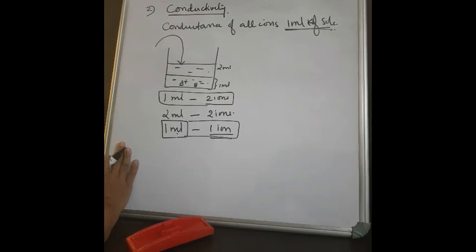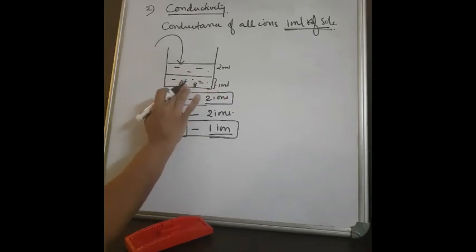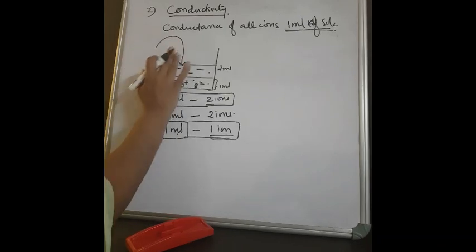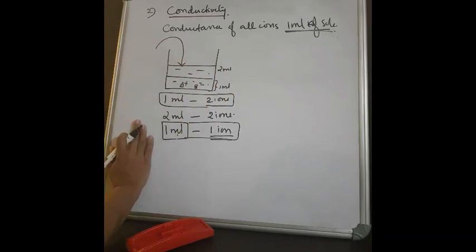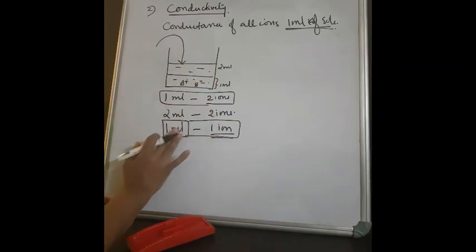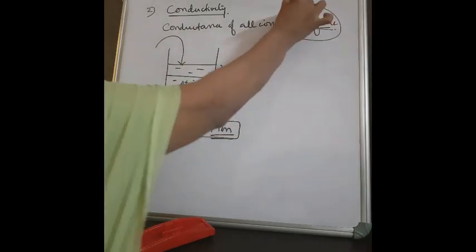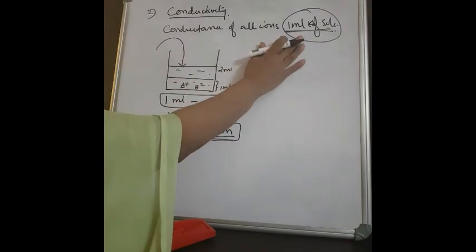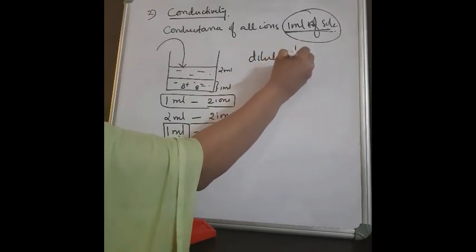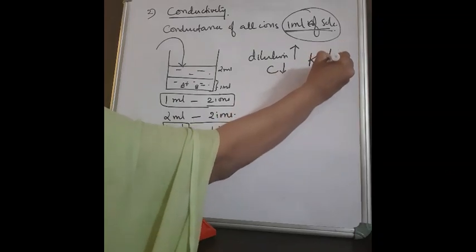Clear? Once again I will tell you. Suppose you take 1 ml, it contains 2 ions, A plus and B minus, say. Then if you dilute it by adding water or any solvent and make it to 2 ml, how many ions are present in this 2 ml? In 2 ml there are 2 ions, but in 1 ml, 1 ion. So conductivity is the conductance of all the ions present in 1 ml of a solution. So what is the result? End result is, on dilution, that is, dilution increases, concentration decreases, and kappa decreases.